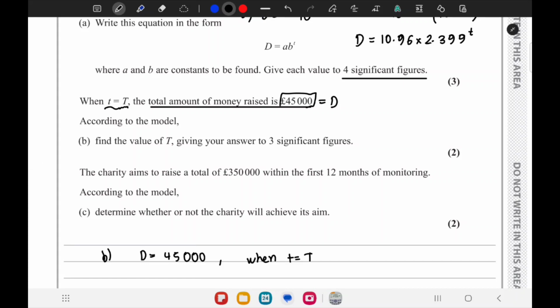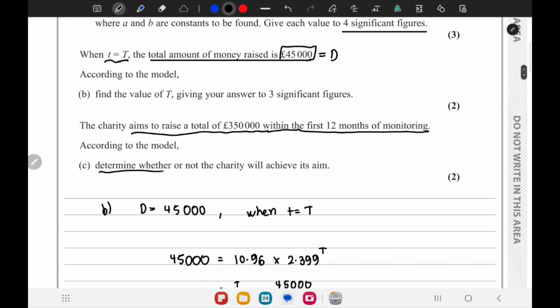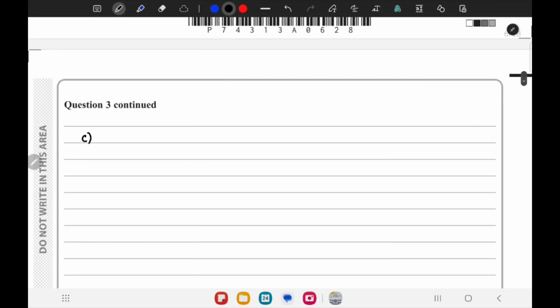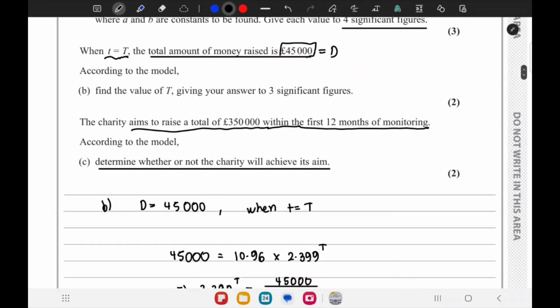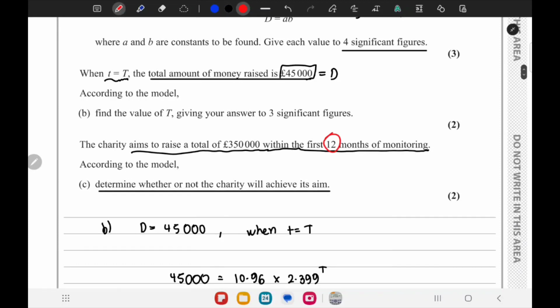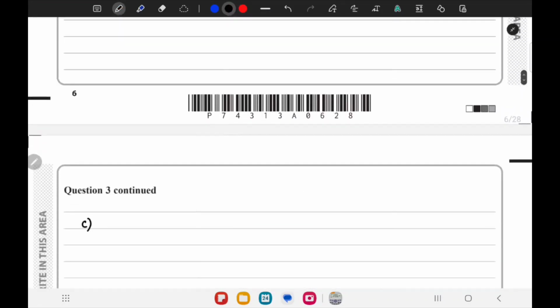Now it says that the charity aims to raise 350k within the first 12 months of monitoring, and we have to determine whether according to the model the charity will achieve its aim or not. We could take multiple approaches for this question. One of the approaches would be to find the time at which they finally make 350 grand, or the amount they make in 12 months. I prefer the latter method for this question.